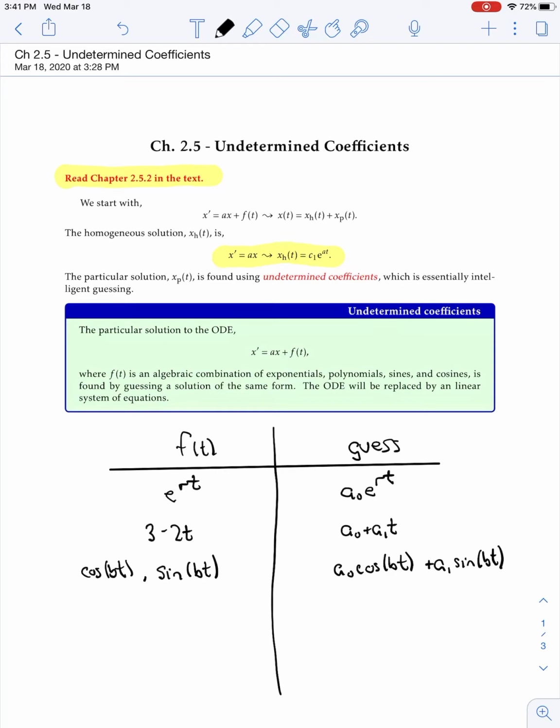And if I start taking combinations of these three, I'll take appropriate combinations for my guess. So for example, if I looked at t squared e to the minus 3t, then my guess would be a quadratic, because of the t squared, I don't know the coefficients, times the same exponential.